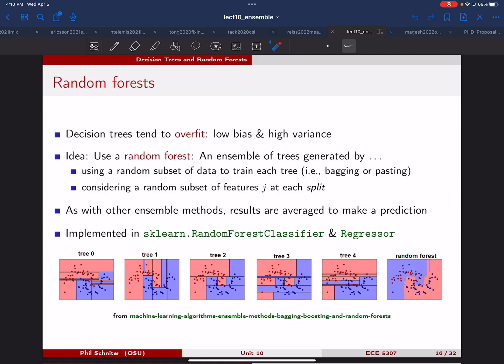Okay, so looks like our class size keeps shrinking. So you can make it to the end.